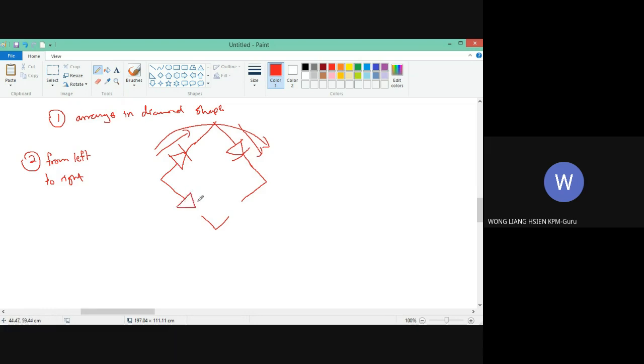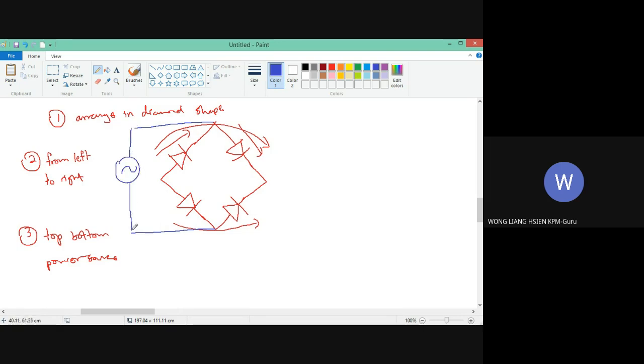Like this. Like this. Okay, the current can flow from left to right. You see? From left to right. And then after that, top, bottom, power source. That means here and here connect to the power supply, alternating current power supply.